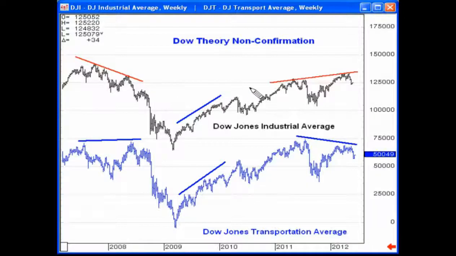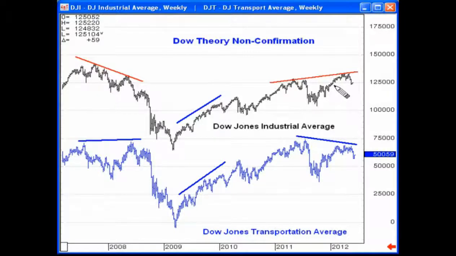Now, the reason I'm bringing this up now is, if we take a look at what's happened over the last couple of months in this market, we have a very similar non-confirmation setup working here. The transports have not made a new price high over what we experienced in 2011, but the Dow actually has. So again, what we essentially have here is a non-confirmation.